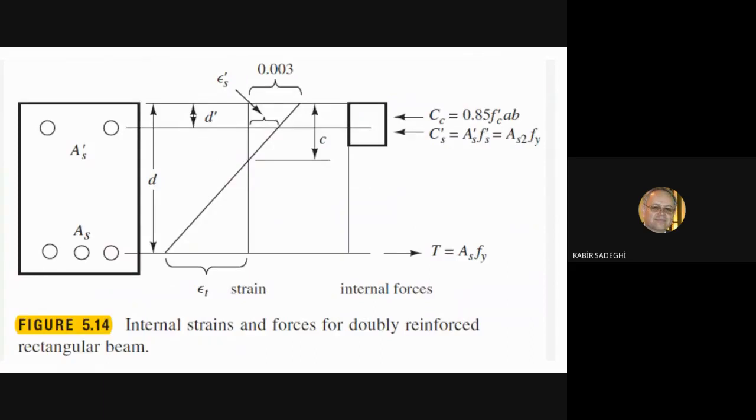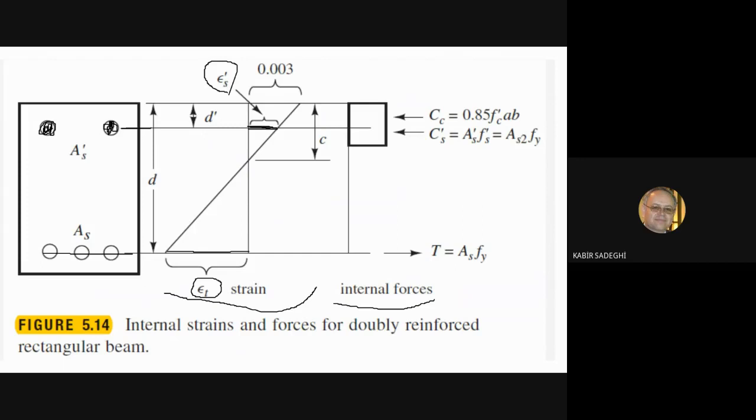In this slide, you see the strain profile of the section and the stress profile. And you see that at the location of tensile steel, we had epsilon T. And we calculated it before from the similarity of two triangles that we have here. Now, for the compression steel, we find epsilon S prime at the centroid of compression steel.